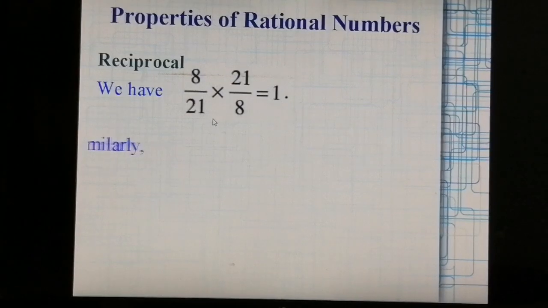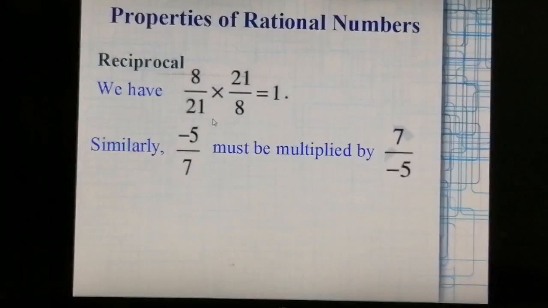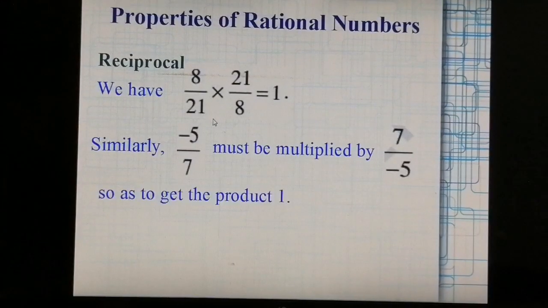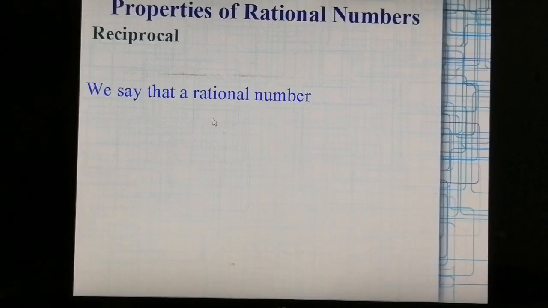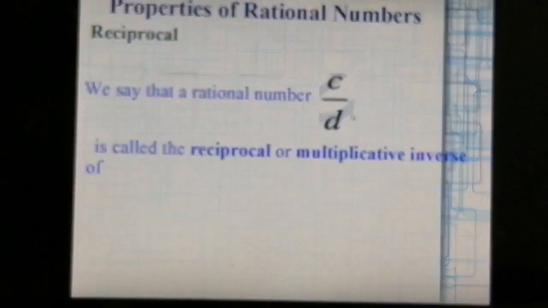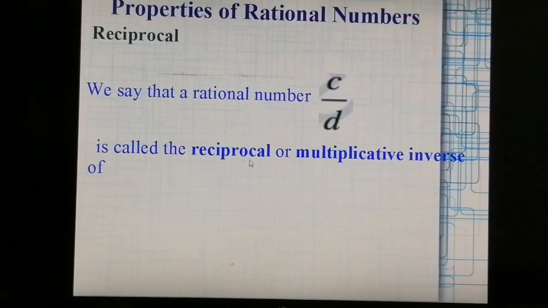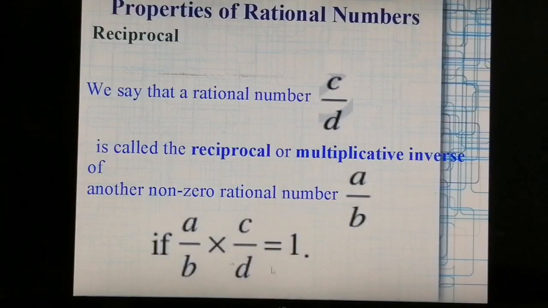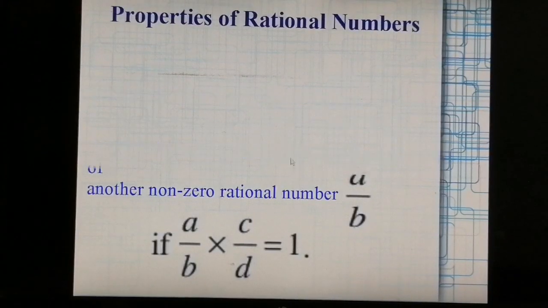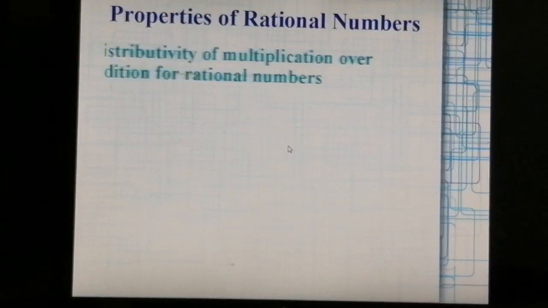So here similarly we can see this for other examples also. So we say that a rational number c over d is called the reciprocal or multiplicative inverse of another non-zero rational number a over b, if a over b multiplied into c over d is equal to 1, that is the multiplicative identity.